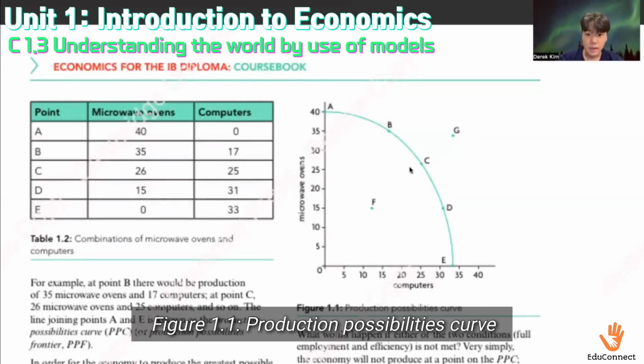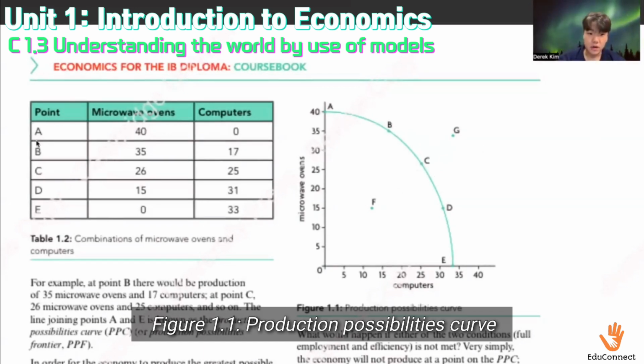So point C is ideally, not all the time, but ideally the most efficient point. But sometimes when the economy's resources are lacking or companies lose funds, let's say, for example, it costs more to produce computers and the point might move from point C to B because now we're producing more microwaves than computers. Now, you guys might be a little confused.